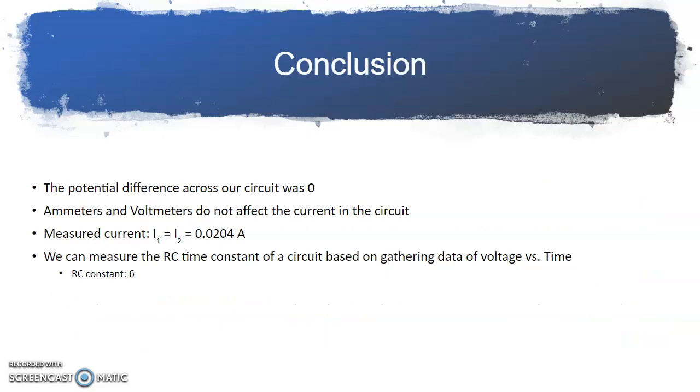So, conclusion: the potential difference across the circuit with ideal ammeters does not affect the current in the circuit, just as in our findings in the first part.